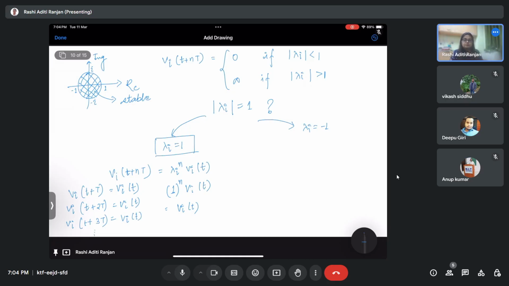So what do I understand? This case is similar to that of a sinusoid, we can say sine of t. After every 2 pi, it is going to return to the same value. So what do I get to know? I get to know that when lambda i is equal to 1, my system has a periodic solution with time period the same as that of the parametric term. I hope this is clear.